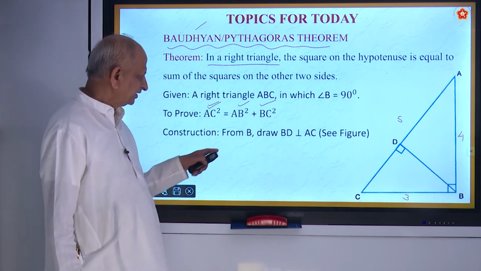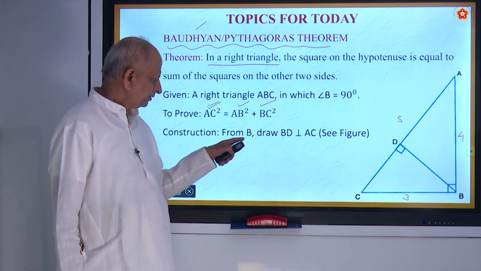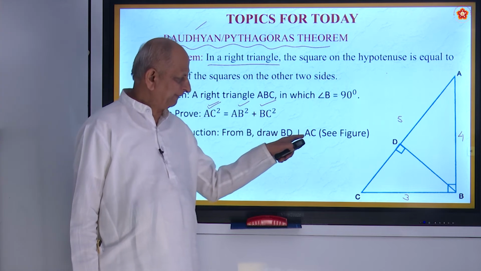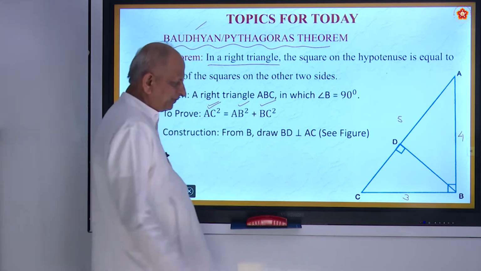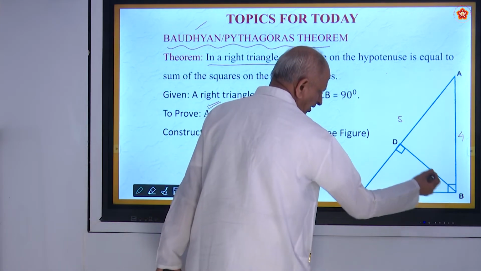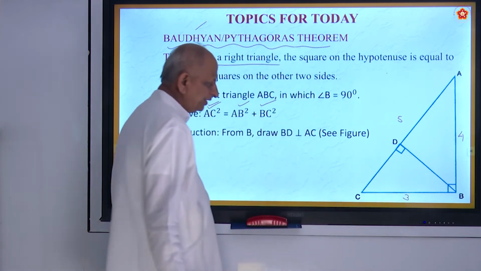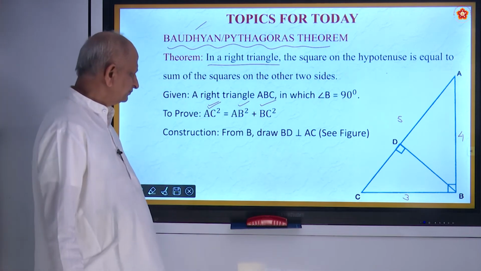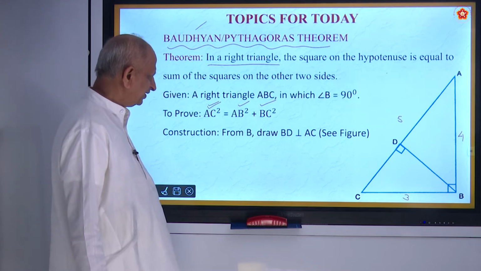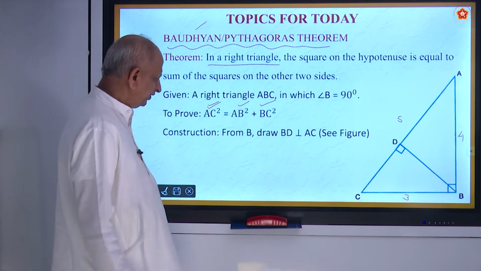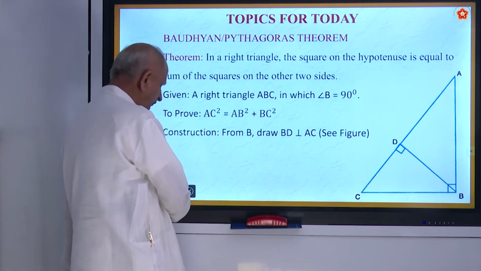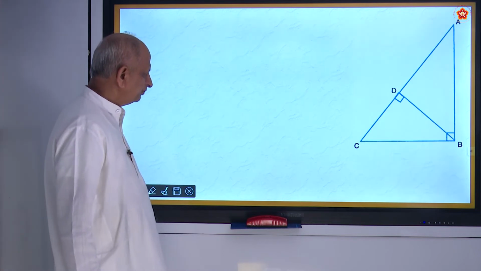For that, one construction you must make. From B, draw BD perpendicular to AC. From B, draw a perpendicular, not bisector. Okay. So that is the construction you must make. Using this, we have to prove the next step.